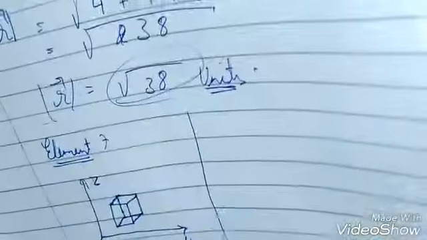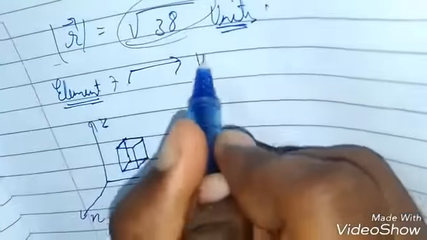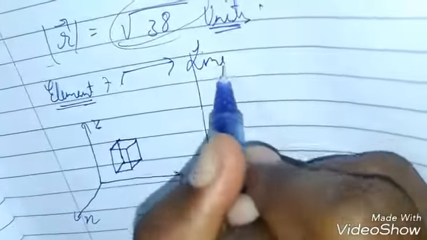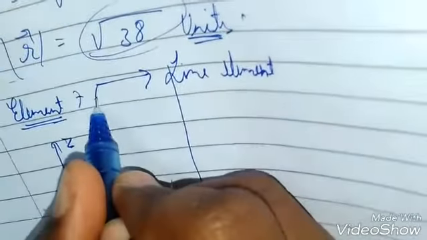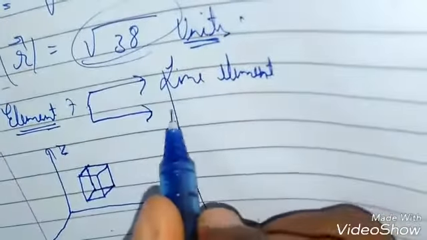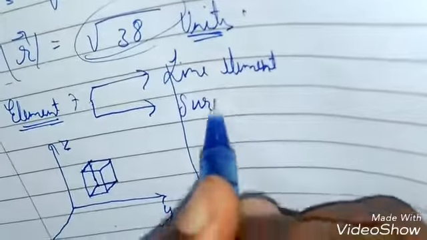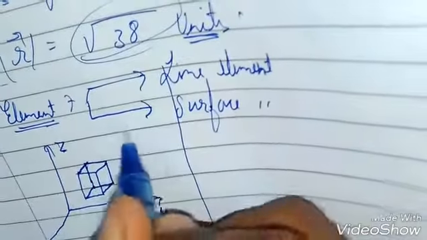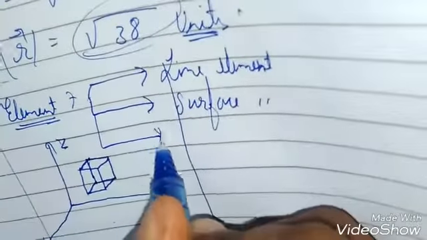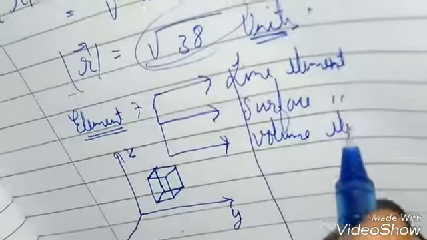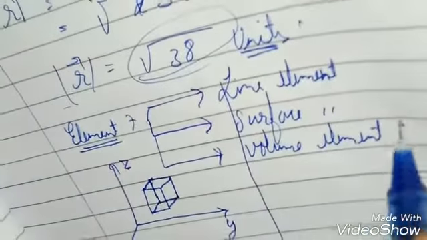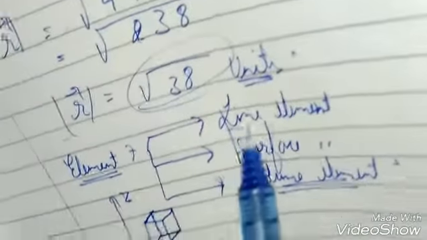There are three types of elements. First one is the line element. We will talk about all these three elements. The second one is the surface element. And the third one is the volume element. First one is here the line element.